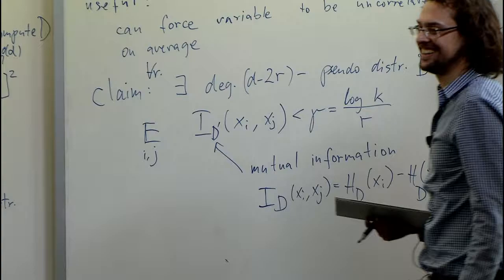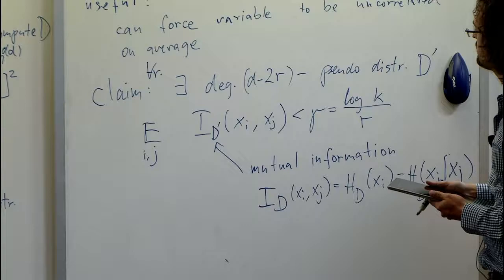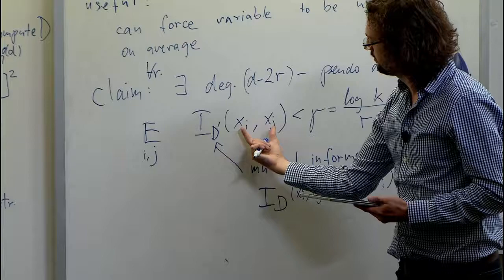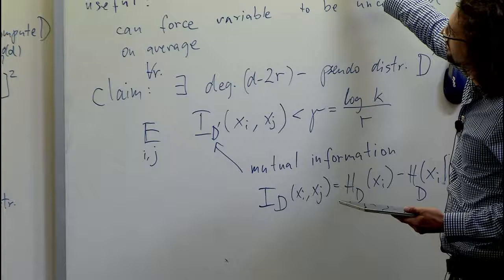So the answer is sort of already on the board. Just because marginals of pseudo distributions are actual distributions. That means that we always talk here about just the joint distribution of these things. They only depend on the marginal distribution of these variables, and so everything will be defined just like for actual distributions.